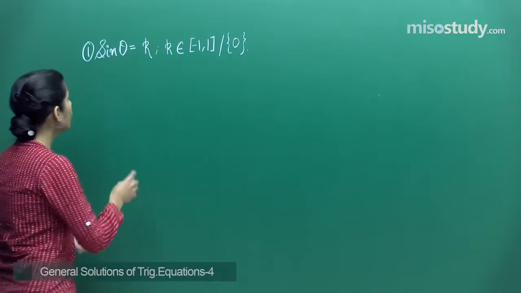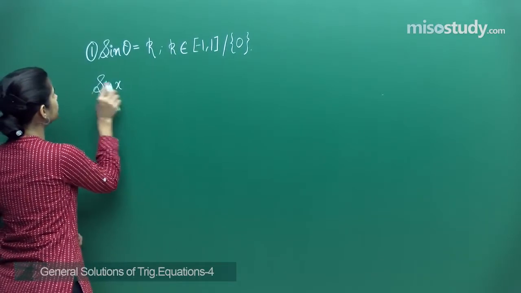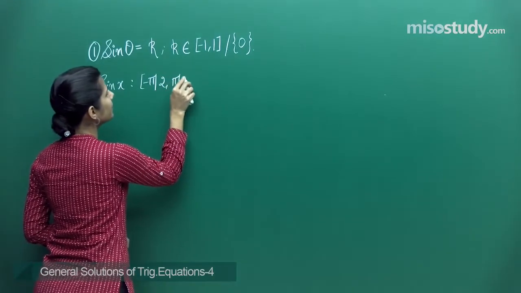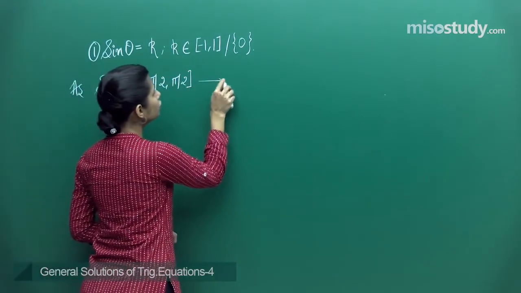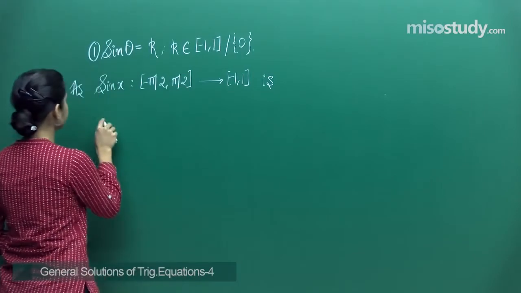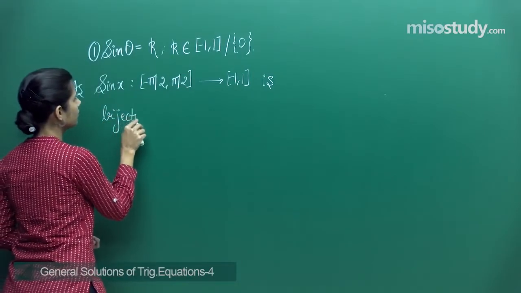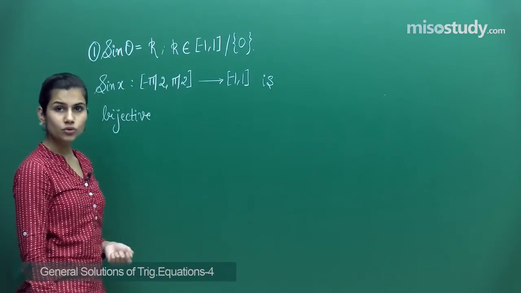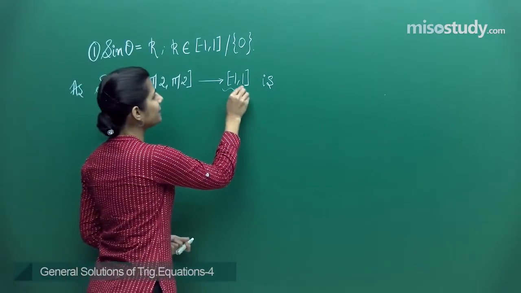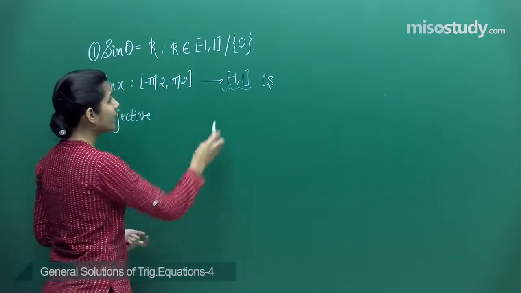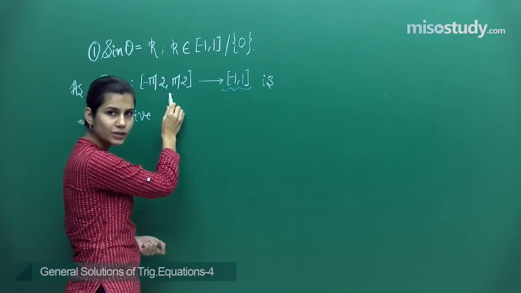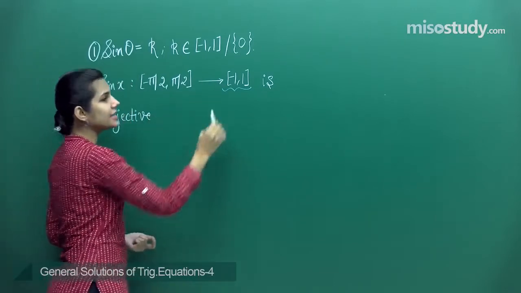So how did we proceed? We said that sine x from its principal domain, which is minus pi by 2, pi by 2 closed interval, to minus 1, 1 closed interval, is a bijective function. That means it's one-one and onto. And because my k is lying in the range, that is minus 1, 1, for every k inside this, there exists some alpha inside minus pi by 2, pi by 2 closed interval, such that sine of alpha is that k.